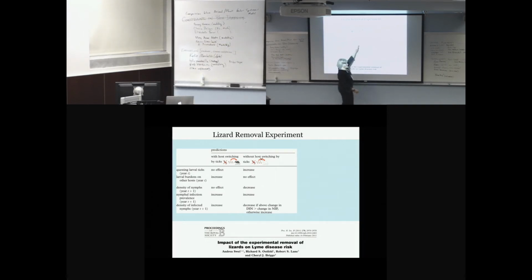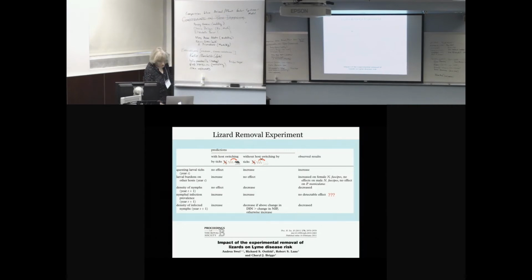Alternatively, if there's no host switching, so we have this sort of stranded tick hypothesis, we would be expecting a slightly different pattern, where the ticks aren't finding a host immediately, so they're still out there questing. We might find no effect on the larval burdens of other hosts, and we'd expect the density of nymphs to decrease, nymphal infection prevalence again to increase, and depending on the relative strengths of these two things, the density of the infected nymphs could go either way.